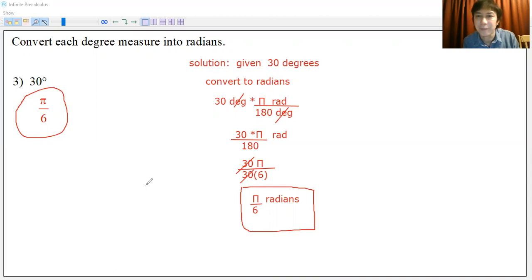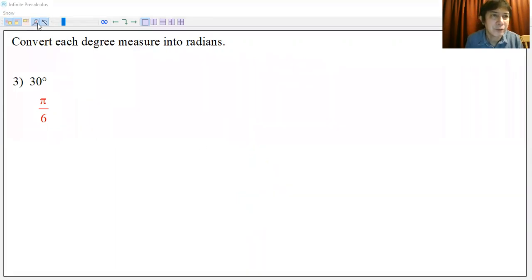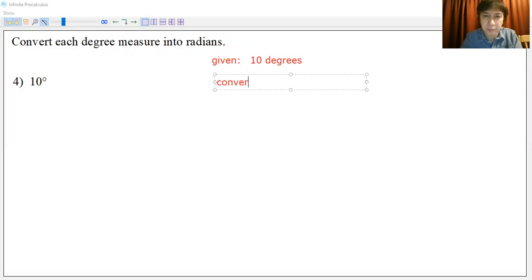All right. Next, we proceed to our fourth example. Convert each degree measure into radians. We are given 10 degrees here. So the given is 10 degrees, convert to radians. All right, so the solution goes this way.